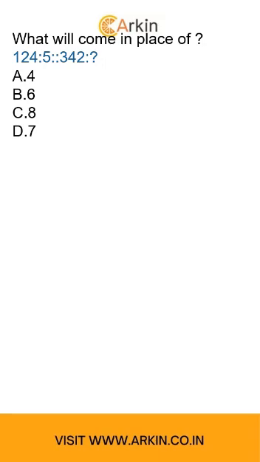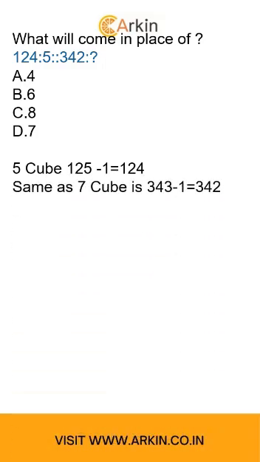So first of all, we can see 124 is near the cube of 5. It means 5 cubed is 125, and minus 1 is 124. Then 342 is near the cube of 7, that is 343. So 7 cubed is 343, and minus 1 is 342. So the right answer is option D, that is 7.